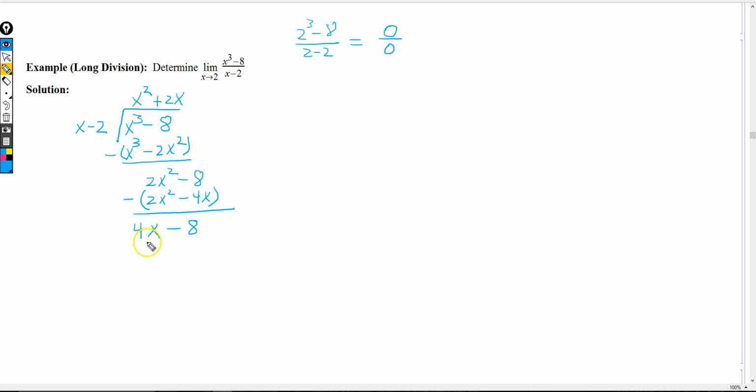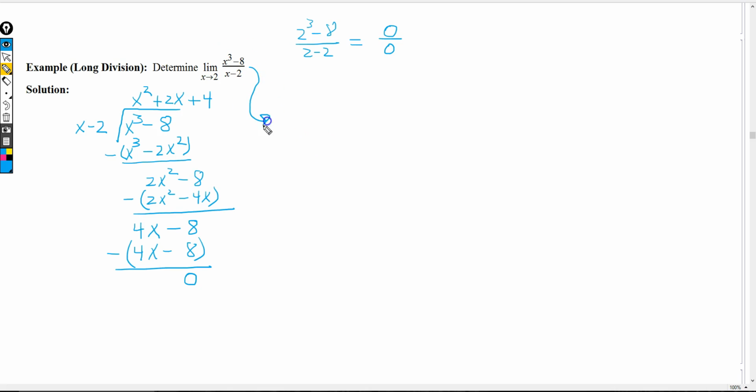Now we want to get rid of that 4x right there. So I'm going to add 4 up here, because 4 times this term, that'll drop out the 4x's when I subtract, and I get 4x minus 8. And notice we get 0 as a remainder. All right. So that indicates that the x cubed minus 8 factors like this.